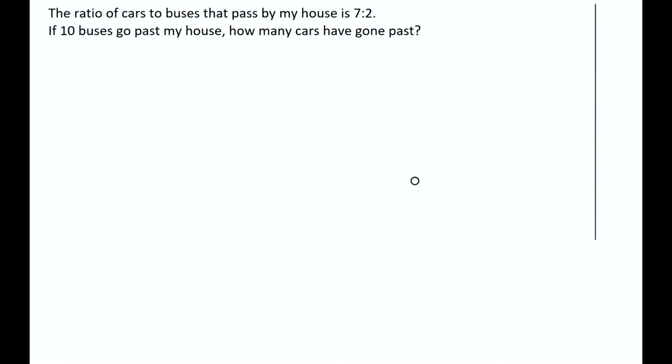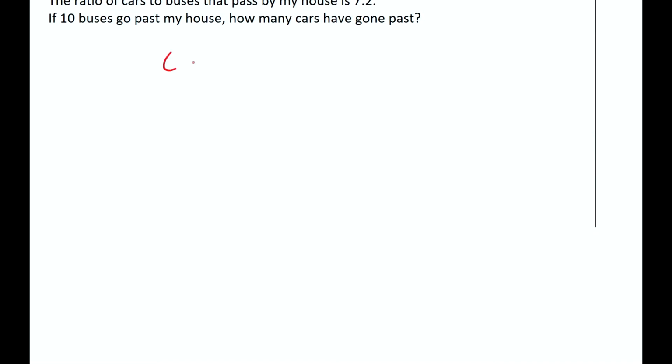Just one more. The ratio of cars to buses that pass our house is 7 to 2. If 10 buses go past my house, how many cars have gone past? So let's go through the same way. We have cars and buses in the ratio 7 to 2. We're then told that 10 buses have gone past our house.